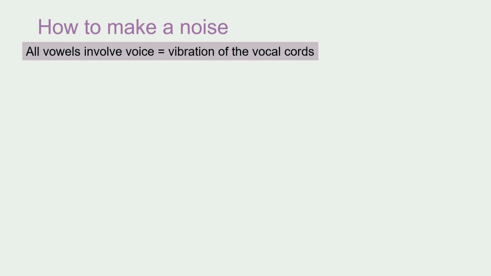Okay, now, one thing about vowels is that they all involve voice. Now, we've seen voice last week in terms of consonants. Voicing is to do with vibration of your vocal cords in your glottis. Okay, and all vowels make use of that vibration. Okay, so we make use of the vocal folds or the vocal cords.